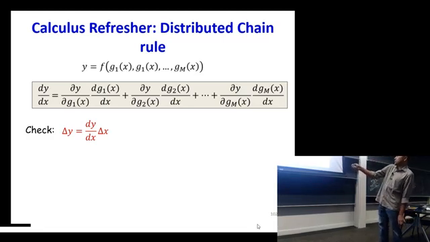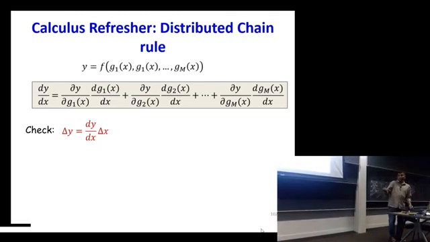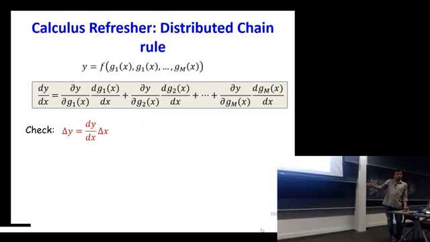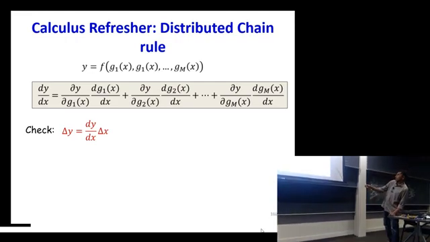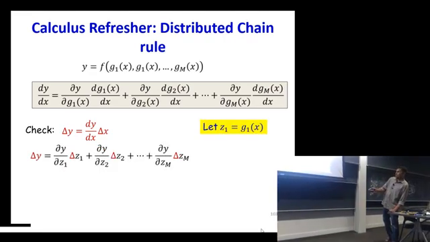So plus dy over dg2 times dg2 over dx all the way up to dgn, right? Can I verify this? How would I verify this? To verify this, what I really must verify is that this relationship goes. And so first, let me say any zi equals gi of x, just by definition. So using this, you have y equals f of z1, z2, z3, z4, and so on.